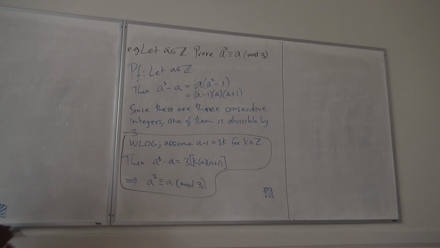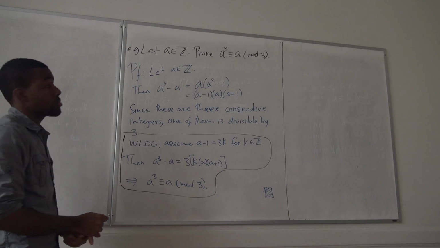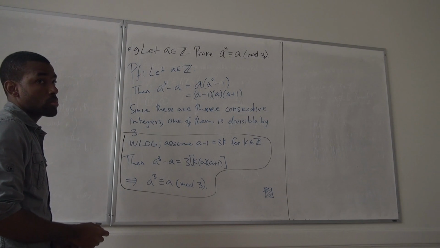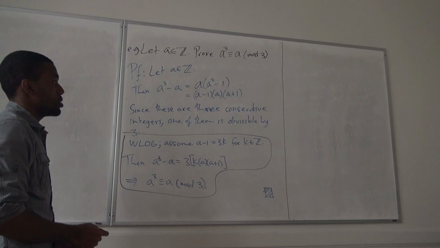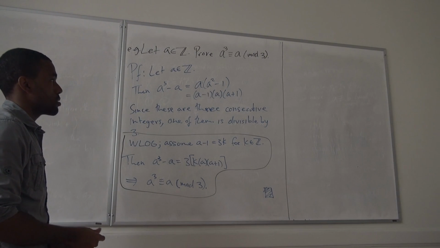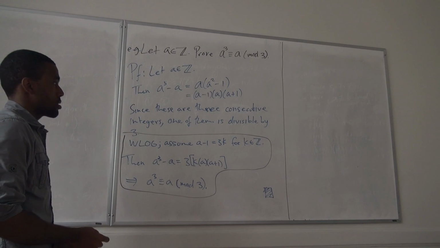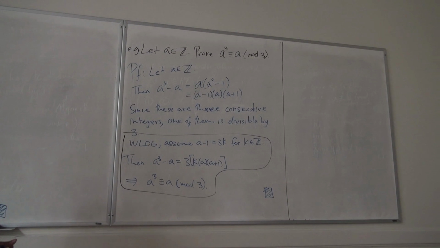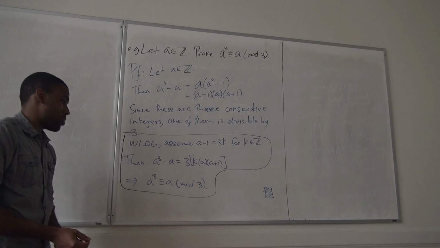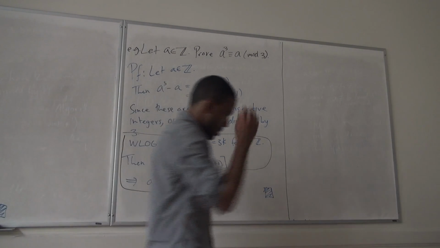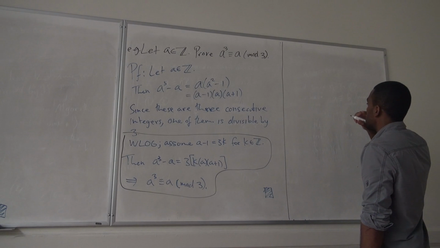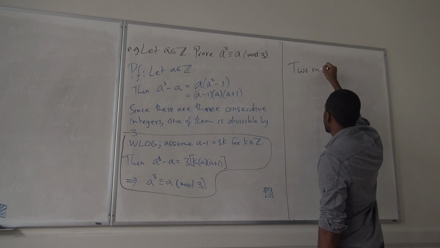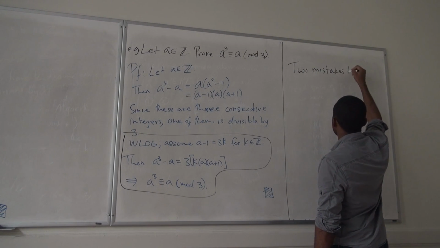So, if you had started off with a cubed minus a equals 3 times something, and then shown that something had to be an integer, how would you get to there? In general, you couldn't do that. That would be called begging the question. I remember someone was doing this last time. So there are two main mistakes to avoid.